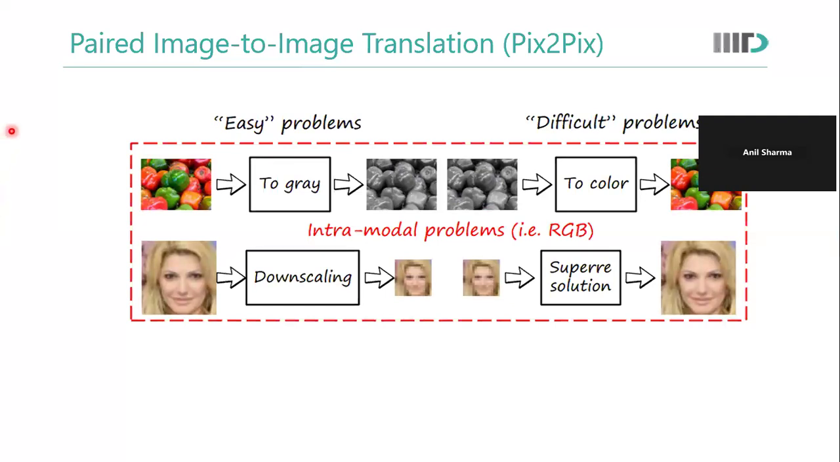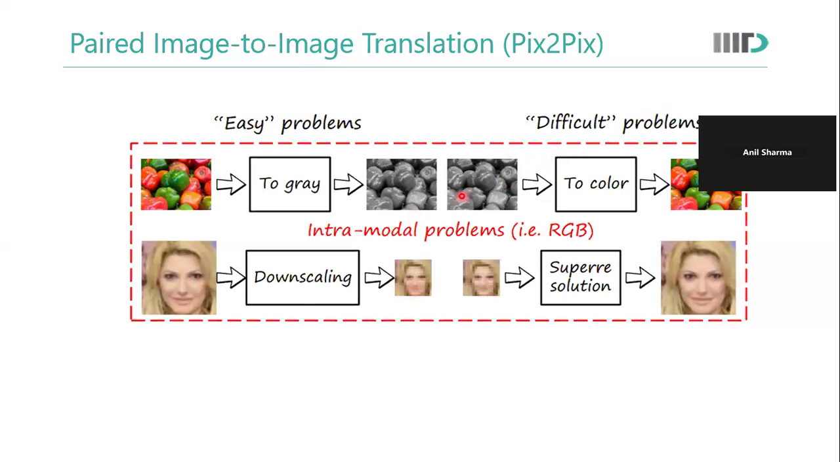For example, if there is a colored version of an image and I want to convert it into a grayscale image, it's actually very easy, right? It's an easy problem because you have to remove some information while retaining the shape. Similarly, if I talk about downsampling, it's very easy. You remove some information and you get the lower resolution version.